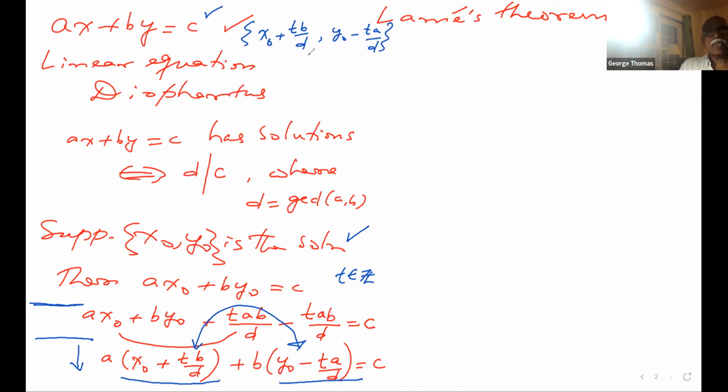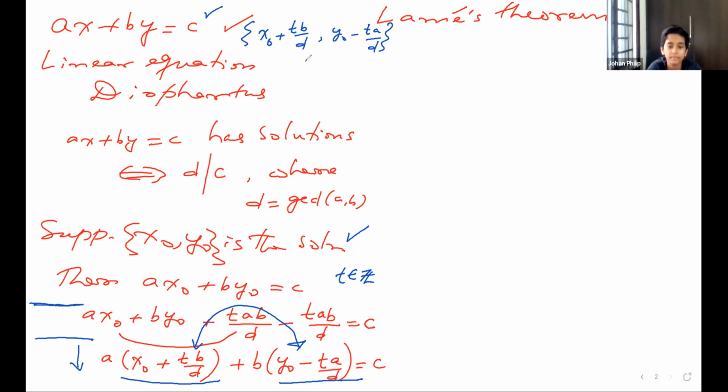How many solutions are there? Infinite. An infinite number. Either it has no solution or tons of solutions. Both extremes.